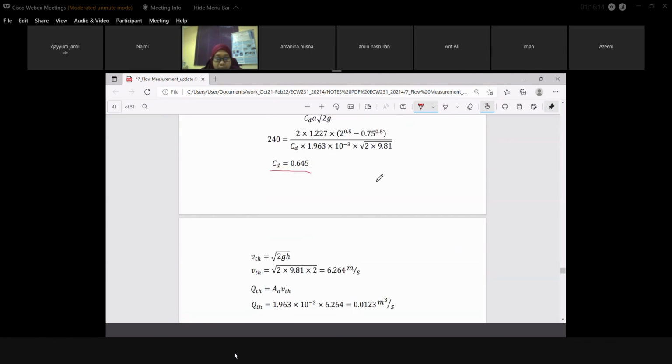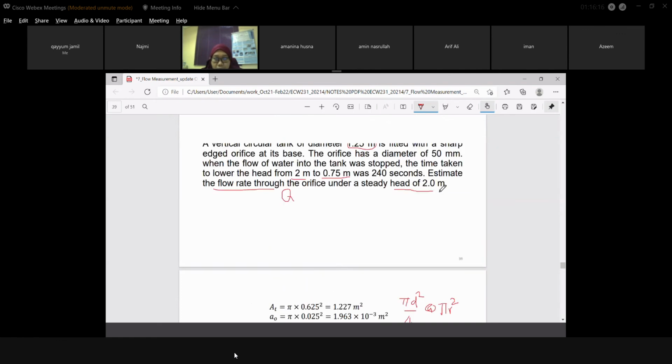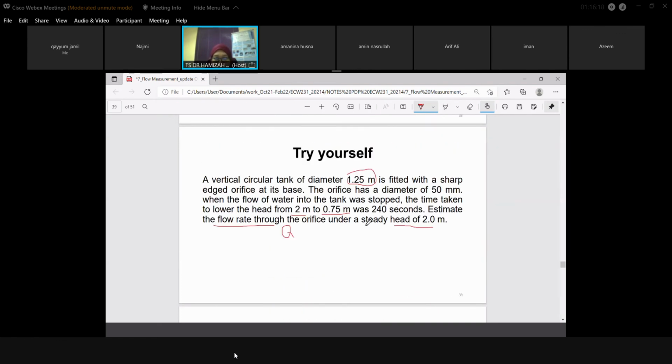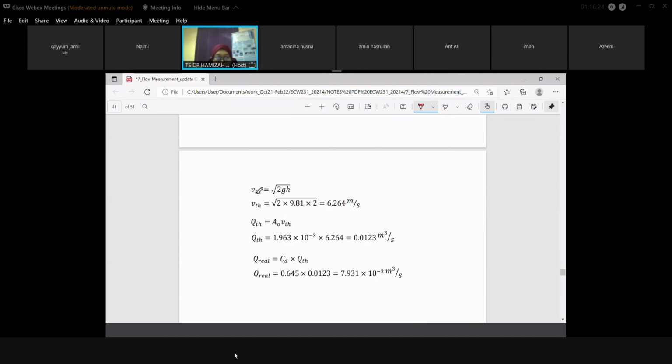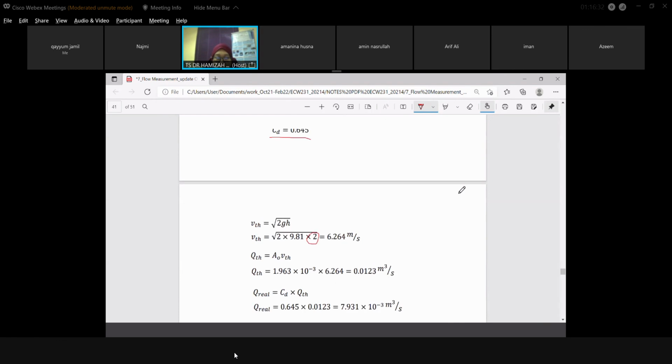Okay, ni tak habis lagi, baru dapat CD. Dia tanya apa tadi? Flow rate. Dia nak flow rate. Panjang lagi question dia. Baru dapat CD, lepas tu kita boleh calculate V theory using 2GH. H ni adalah full tank. Full tank tadi 2 meter.